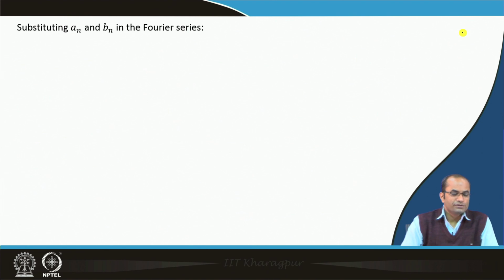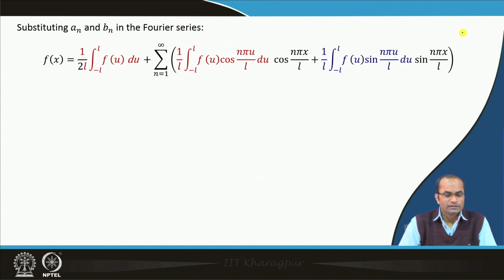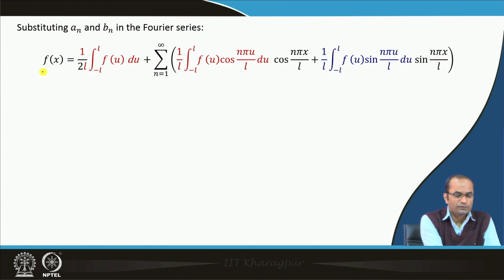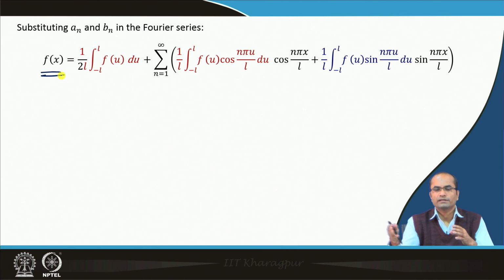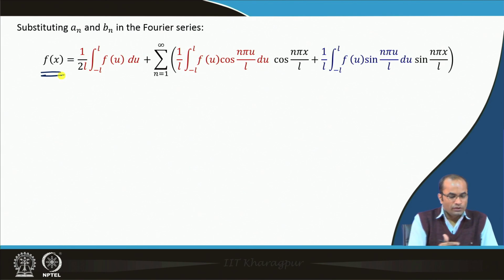Now if we substitute these coefficients in the Fourier series, that is the starting point for the transition from the Fourier series to the so called Fourier integral representation, and finally we will introduce Fourier transforms. So this lecture is actually the transition from Fourier series to the Fourier integral, and then from the Fourier integral we will arrive at the Fourier transform.